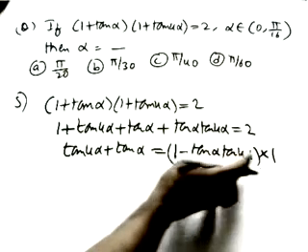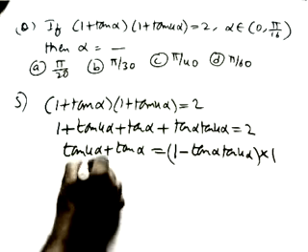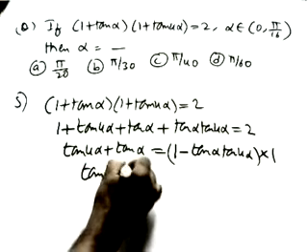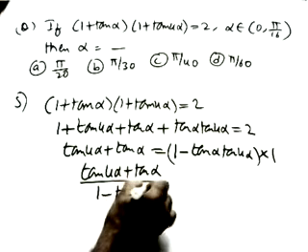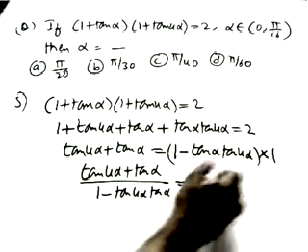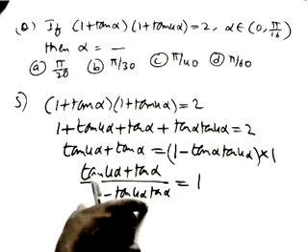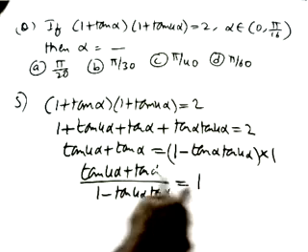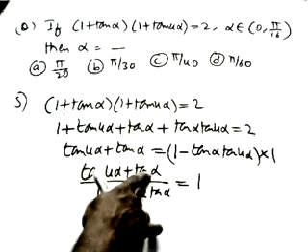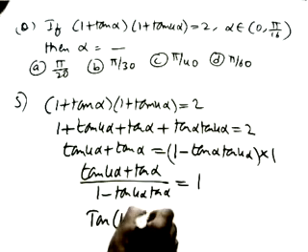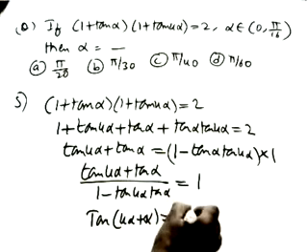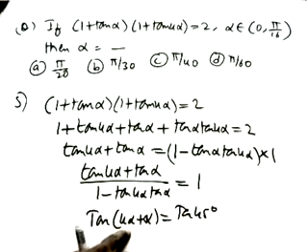Now let me do one thing. If you bring this here, it will be divided. We can write it like this: tan 4 alpha plus tan alpha divided by 1 minus tan 4 alpha into tan alpha equals 1. Now this is the formula of tan(A plus B): tan A plus tan B by 1 minus tan A tan B is tan(A plus B). So tan(4 alpha plus alpha). 1 can be written as tan 45 degrees. This is 5 alpha. Let me cancel this tan.